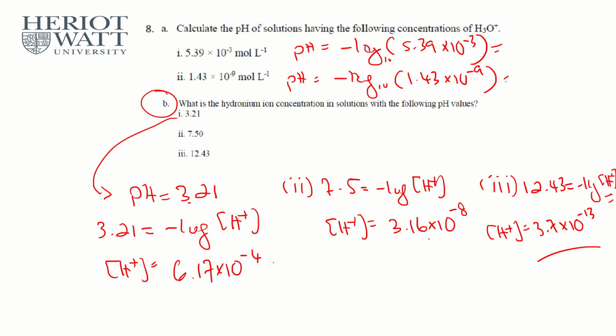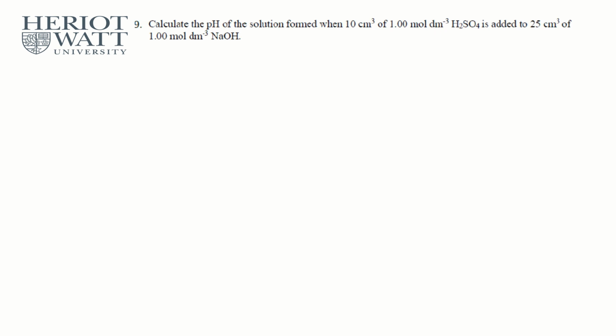Neutral solution, okay, not bad. And acidic solution, you have quite high. This is the highest concentration of H+, which makes sense based on the pH. Alright, let's move on. Number 9.